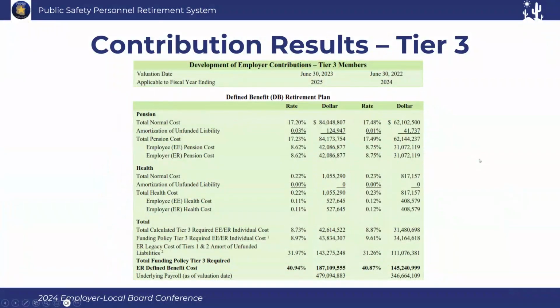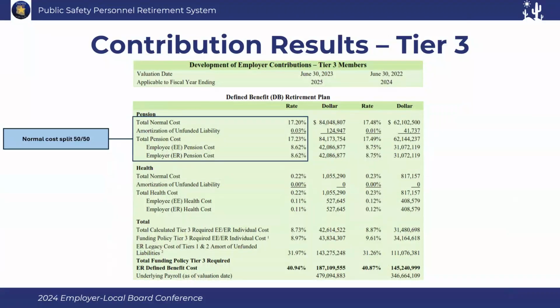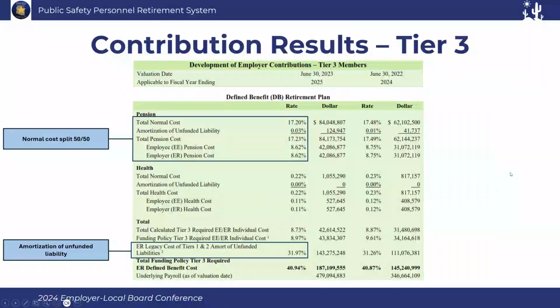For tier 3 members, it's the same table, just calculated differently for tier 3 members. The normal cost is split 50-50 for tier 3 members. That's what statute requires. Health is the same thing. And then I'm just pointing out that if the plan has a legacy cost for unfunded liabilities, it would appear here. And this is the rate for the amortization of unfunded liabilities, which is going to be the same as the one in the tier 1 and tier 2 table.